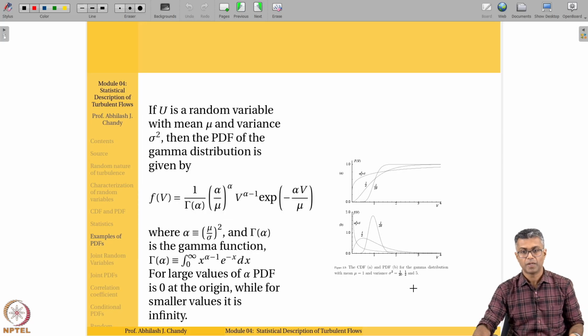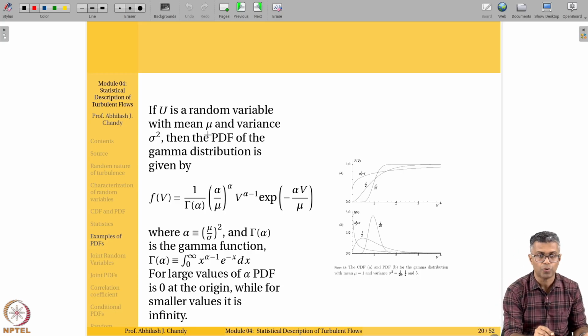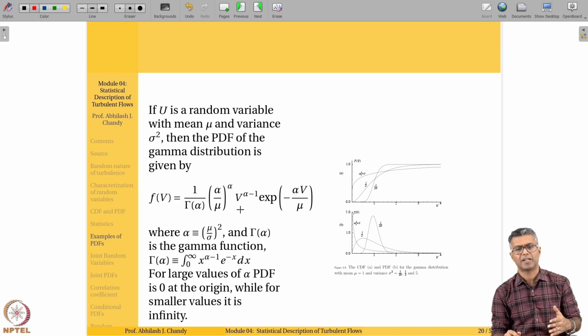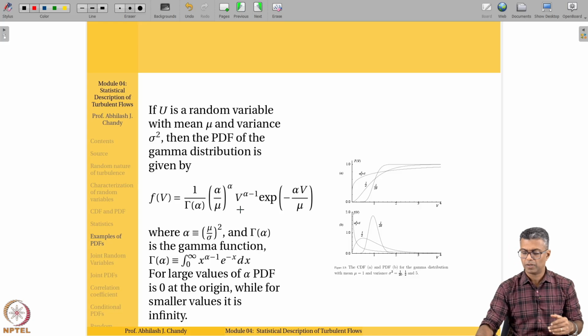Another example. Here we are showing a gamma distribution. If you have u, which is a random variable with mean mu and a variance sigma squared, then the PDF of the gamma distribution is given by this. Here, in this equation, you have 1 over the gamma function of alpha, times alpha over mu to the alpha, times v to the alpha minus 1, exponential minus alpha v over mu. So this is again another example of a random variable, and this is a CDF and a PDF shown here.